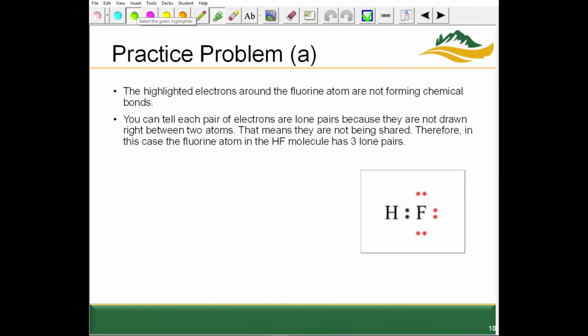So those were the bonding pair of electrons. We also have non-bonding pairs of electrons, also known as lone pairs of electrons. They're lone pairs, non-bonding, and they're not drawn directly in between two atoms. So these three lone pairs are just electrons around fluorine. They're not participating in a bond between hydrogen and fluorine. So here for HF, around just the fluorine atom, those are three lone pairs, three non-bonding pairs of electrons.